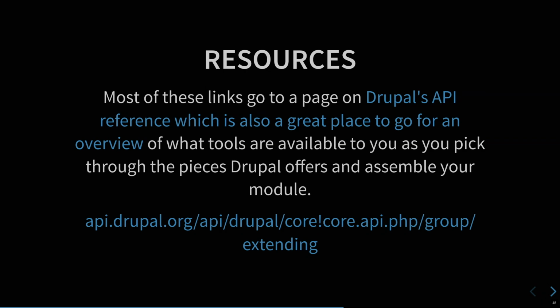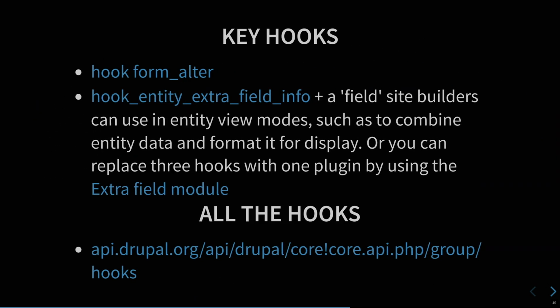So the whole group on extending it, and then key hooks: hook form alter, hook entity extra field info can all be replaced by using the Extra Field module, which combines three hooks into an extra field, and that's a great ecosystem to build on when you're trying to add a field that shows up on content without it living in the database. So it's calculated from other fields. It's based on custom logic in your module. We'll have an example on that a little bit later.